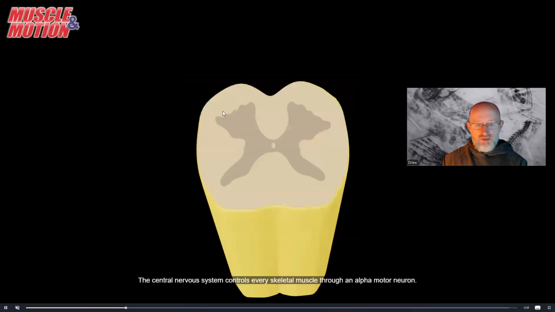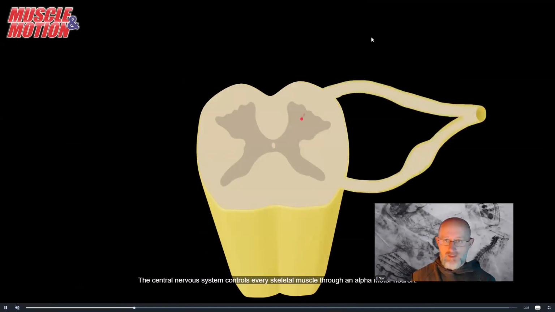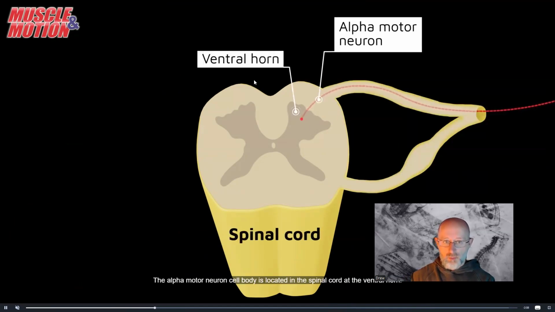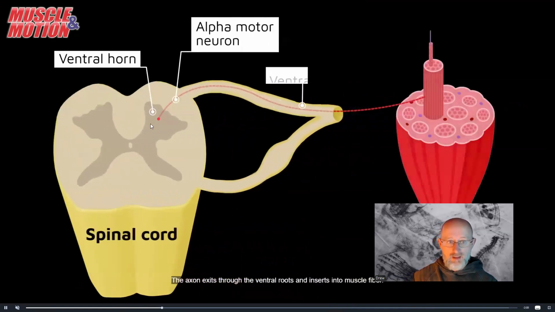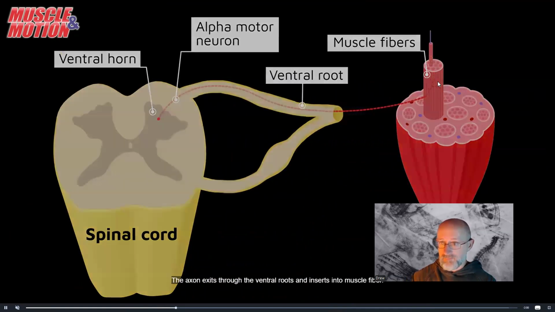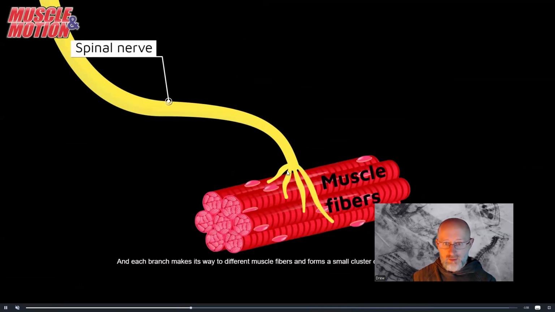Now within the spinal cord itself, we have, broadly speaking, the alpha motor neuron, which comes from the spinal cord ventral horn. Okay, so that's the signal from the spinal cord to the muscle. And then as the spinal nerve comes out, it's going to then bifurcate, and then you have a little nerve that connects to each individual muscle fiber. So this is the motor unit.